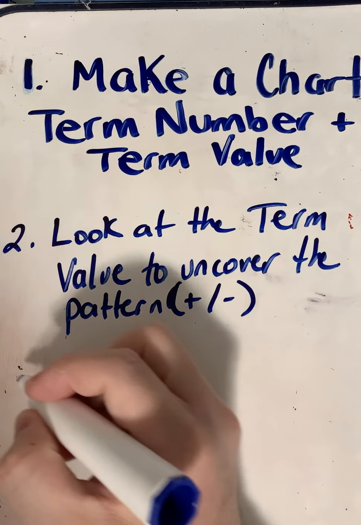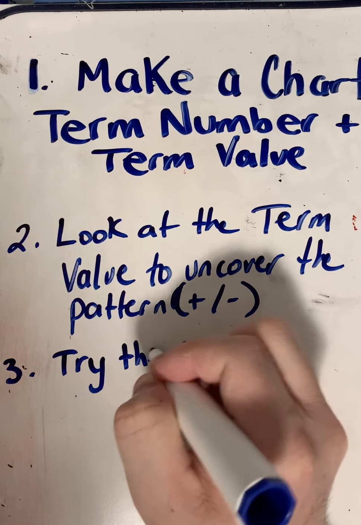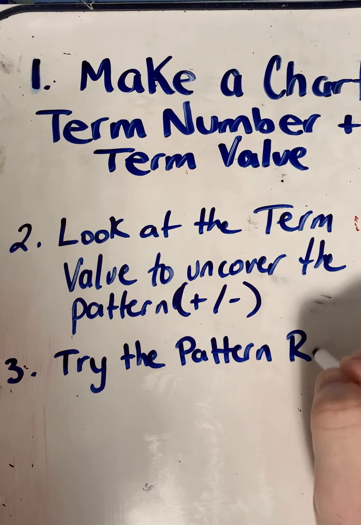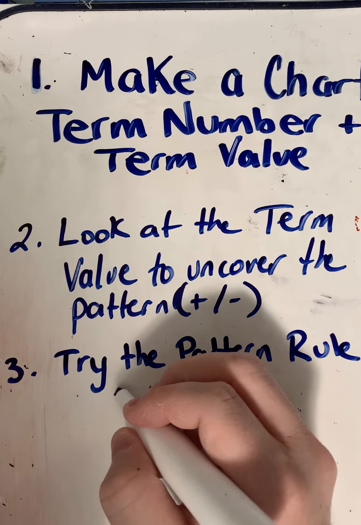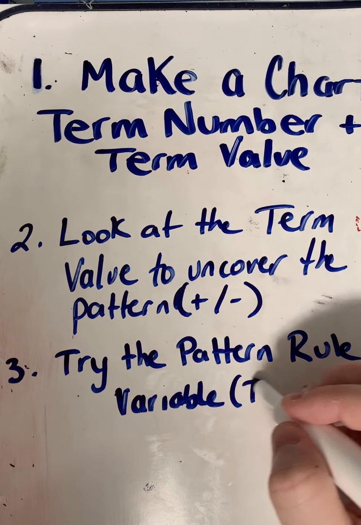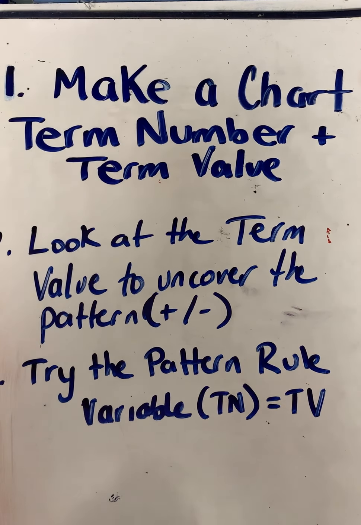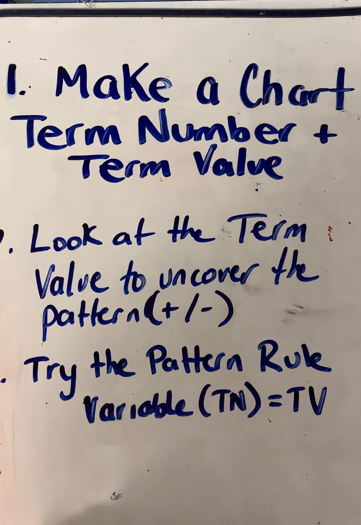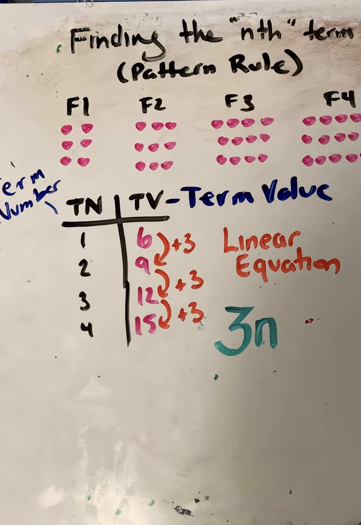Step 3 is to try the pattern rule. Okay, we're going to try the pattern rule by doing the variable times the term number should equal the term value. Okay, so the variable times the term number should equal the term value. Okay, so right now you have no idea what that means. I'm going to show you really quickly.